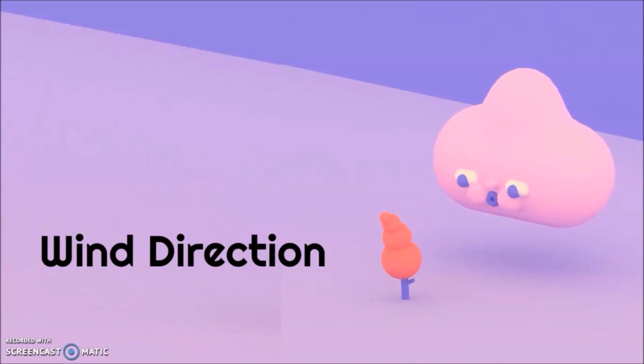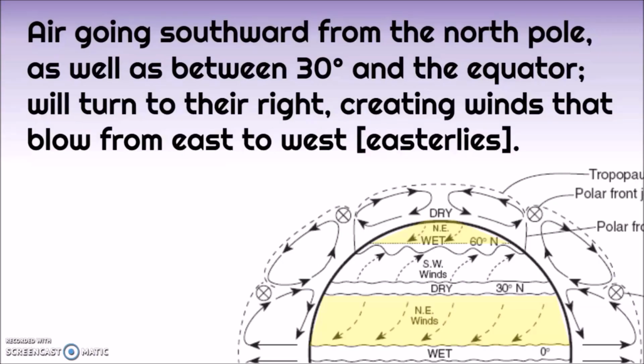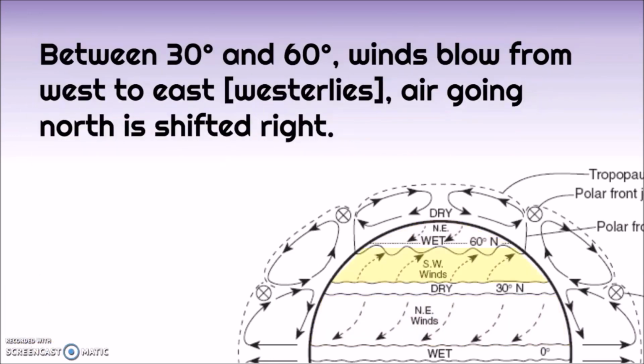So let's talk about wind direction, which is caused by the Coriolis effect. Air going southward from the North Pole will turn to its right, creating wind that blows from east to west, as you can see in the highlighted sections. These winds are called easterlies. Between 30 and 60 degrees, winds that are going northward will be shifted to the right as well, and will be going from west to east, which are called westerlies. You can see that in the highlighted section.